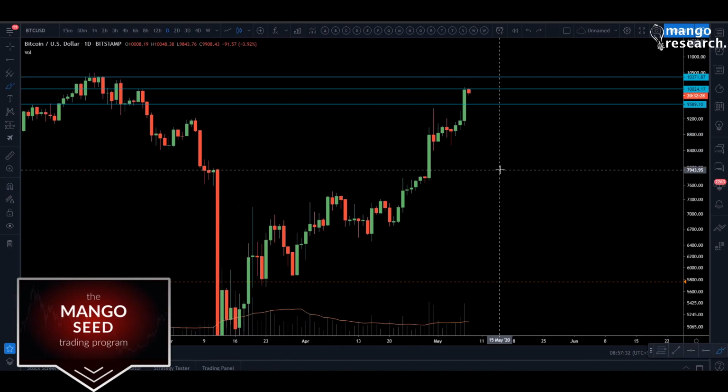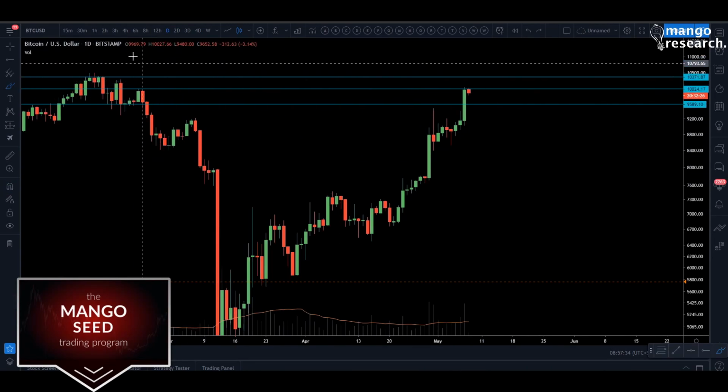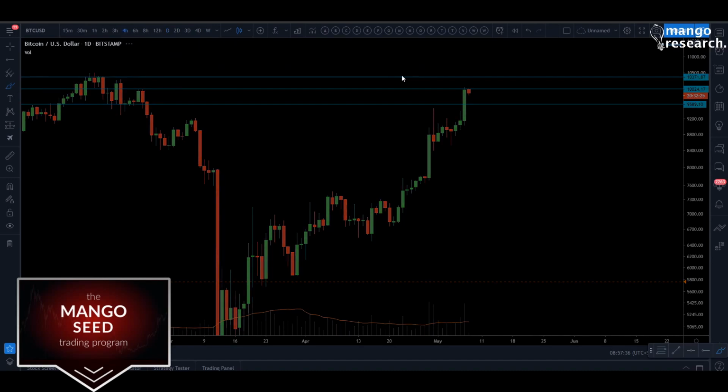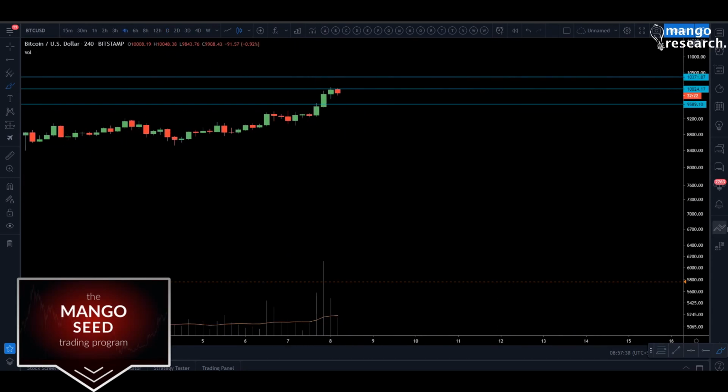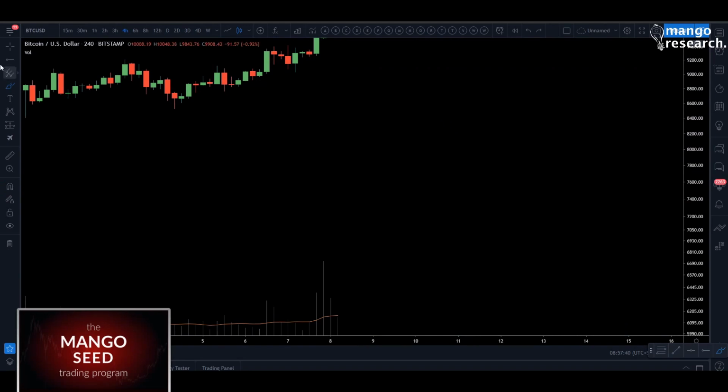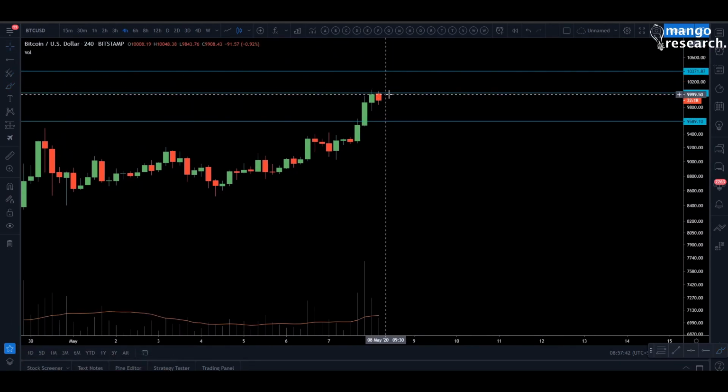But I did put on this trade because on the lower time frames I was seeing what I do want to see. If you switch on over to the 4-hour, you're seeing that we are respecting this horizontal right over here too, at 10,016.